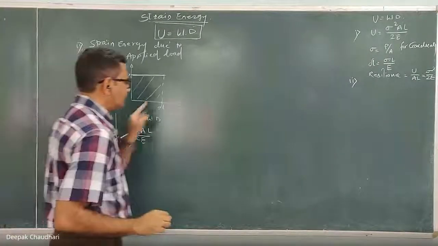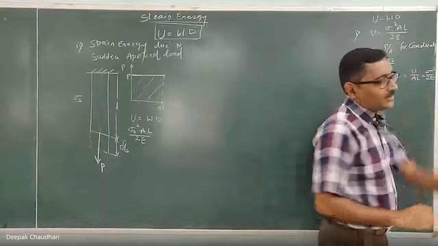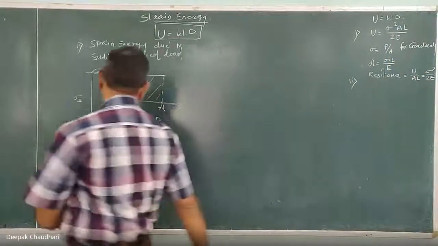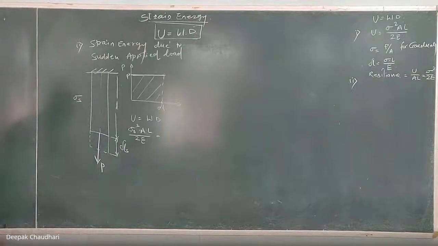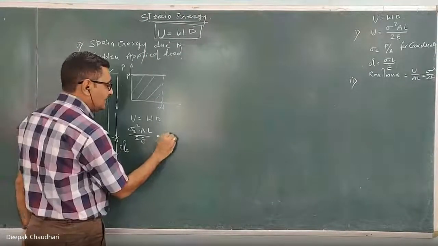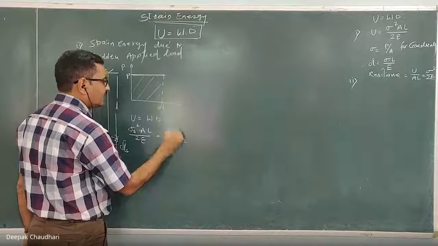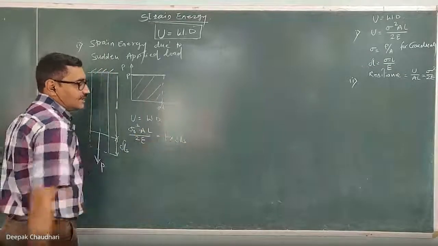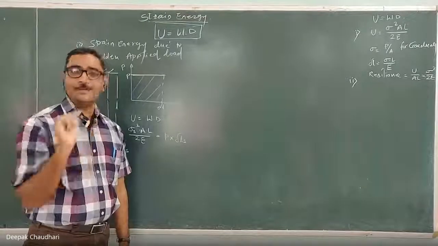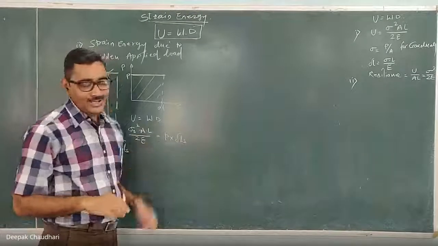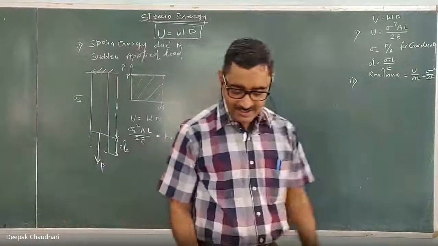It is not the gradually applied load. It is the sudden applied load, so I am denoting it sigma S here, which is equal to the work done. Now, how much is the work done in this case? It is P into delta LS, equal to the area under this graph. Last time the work done was half P into delta L. Now it is P into delta LS. That's why I'm writing delta LS.